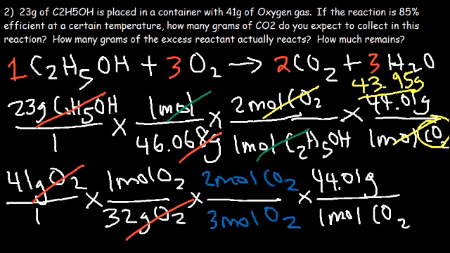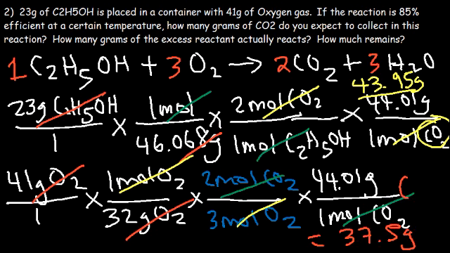So grams of O2 cancel, moles of O2 cancel as well, and the same is true for the moles of CO2. So it's going to be 41 divided by 32 times 2 divided by 3 times 44.01. So we're going to get 37.59 grams of CO2. What this means is that if all of the 41 grams of O2 reacts, then we can get a maximum of 37.5 grams of CO2.